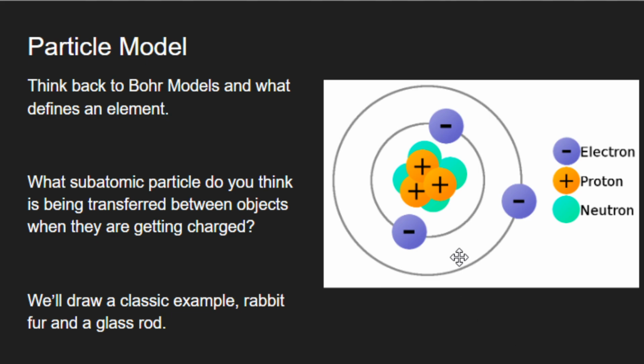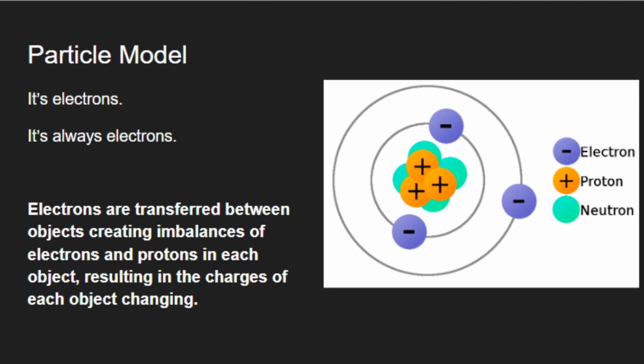Where are we here? So the particle model, it's electrons. It's always electrons. Electrons are always the ones being moved around. If the protons were moving around, stuff would get weird. So electrons are transferred between objects, creating imbalances of electrons and protons in each object, resulting in the charges of each object changing.